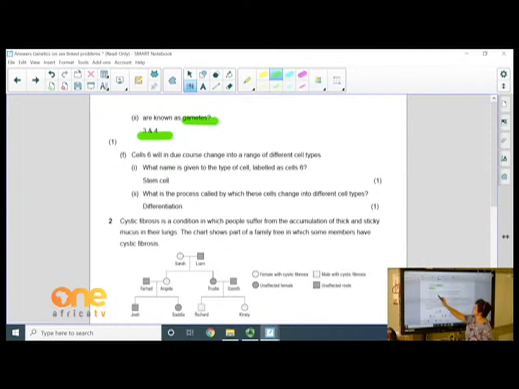The cell 6 changes into a range of different cell types. The name for these different cell types was stem cells. And when they change into many different kinds of cells, it is due to differentiation.